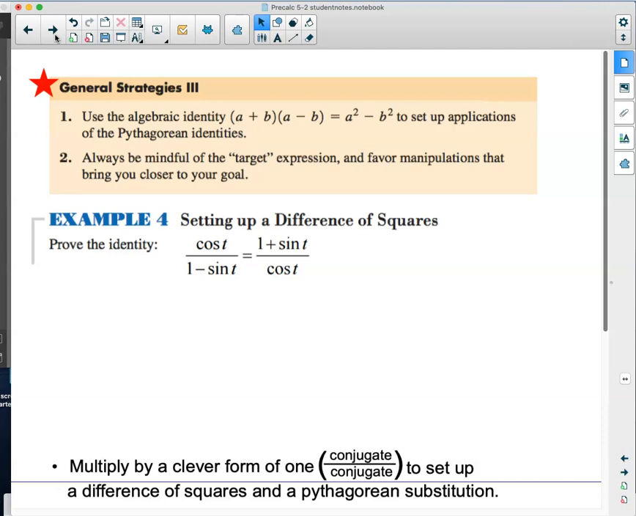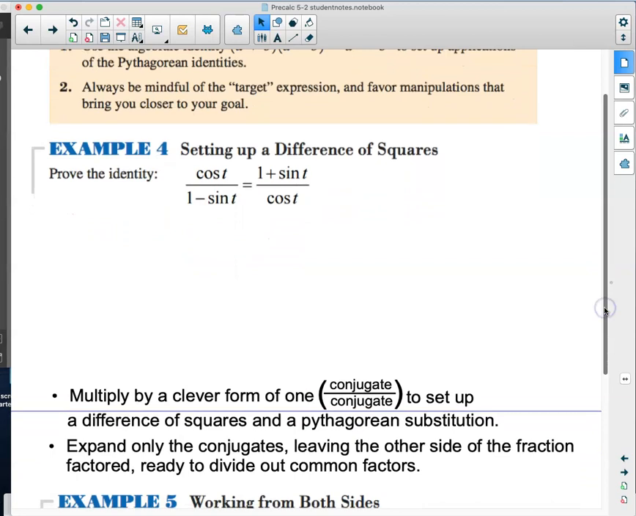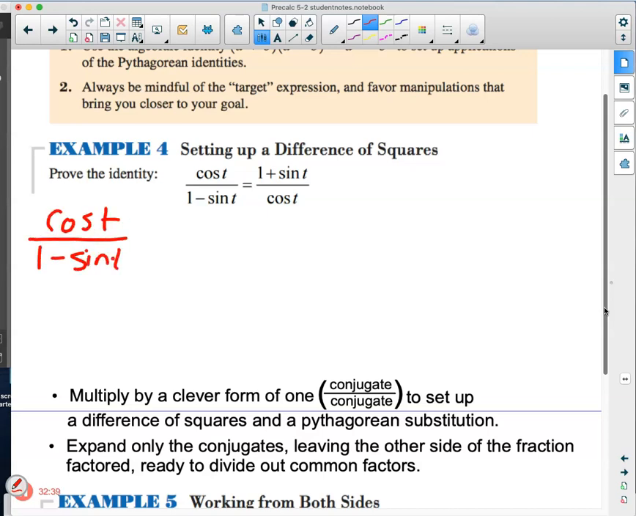So example 4 says, setting up a difference of squares, proving this identity. And really, with this one, again, you might think both sides are kind of equally bad, but this one doesn't have any addition or subtraction in the denominator. So the right side is a little bit easier. So we should start with the left side.